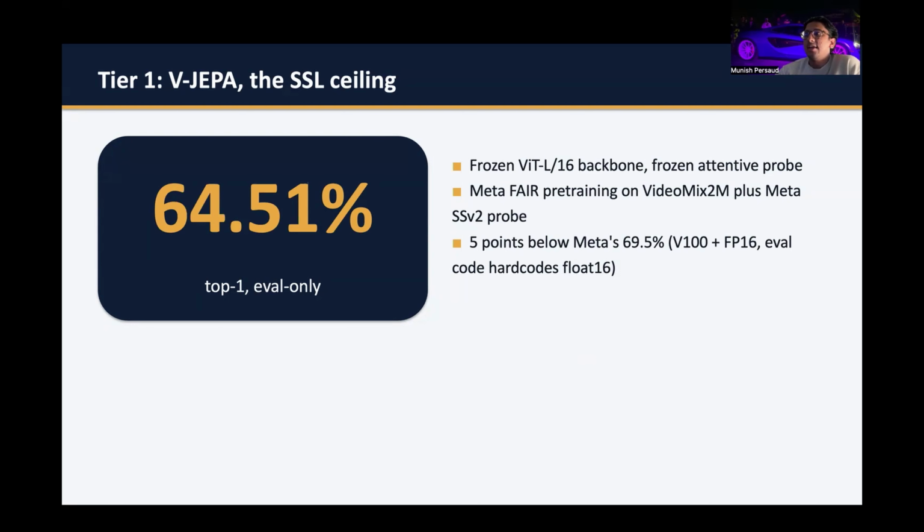The backbone is a vision transformer, and it's trained on Meta's VideoMix2M dataset for 90,000 iterations. Our number of 64.51% is lower than what was anticipated. We evaluated this for a little over an hour on a V100. Like I said, it landed about 5 points below Meta's published 69.5%. But the gap isn't because of the model itself, it's because of the V100. We had to set it to FP16 instead of BF16, and that caused a lack of precision on the model's part.